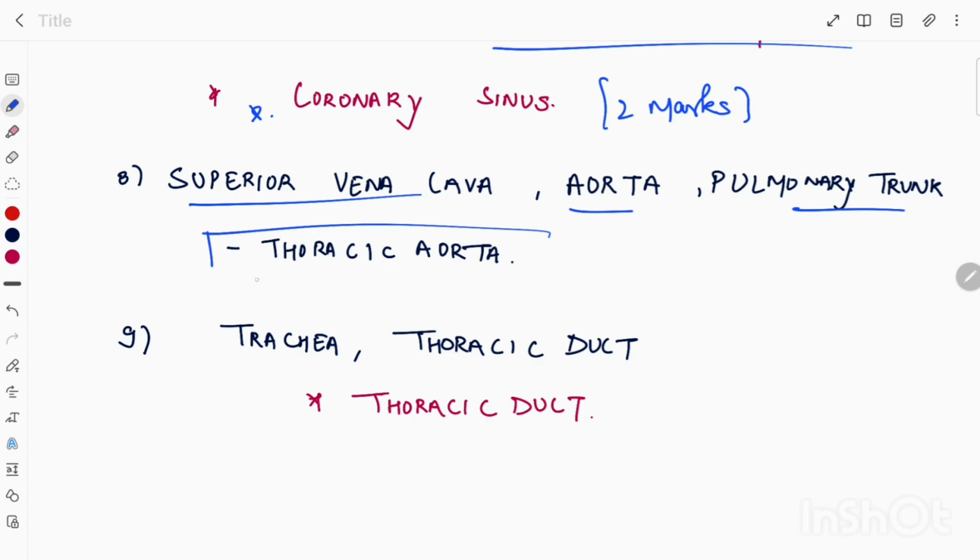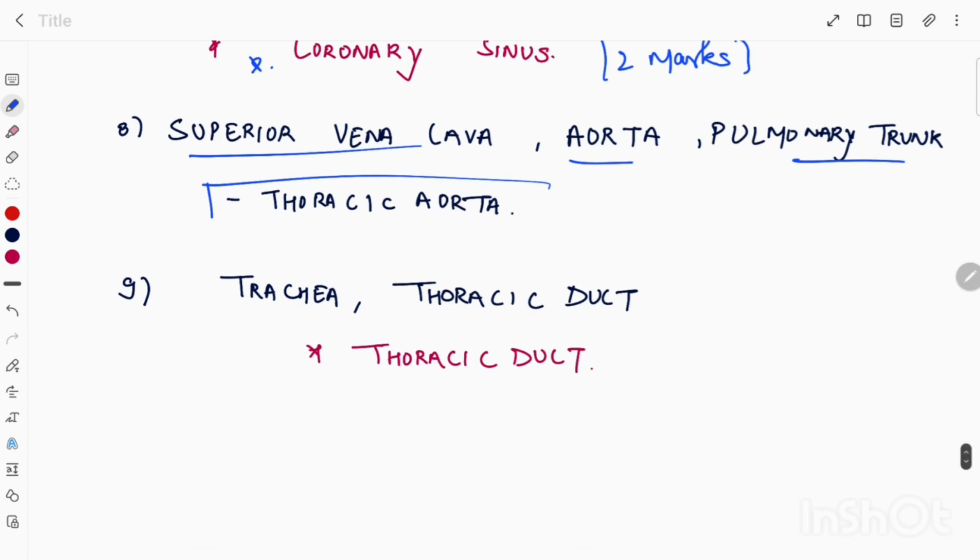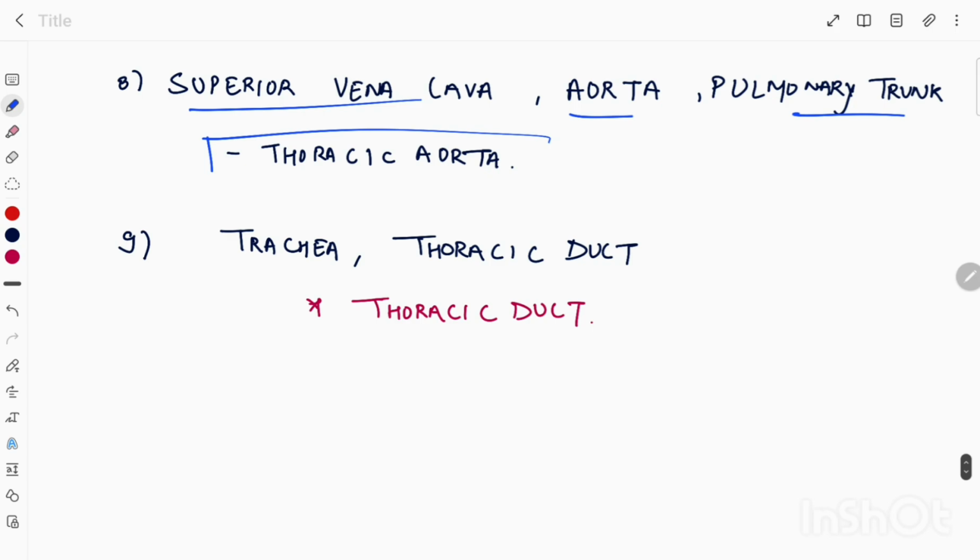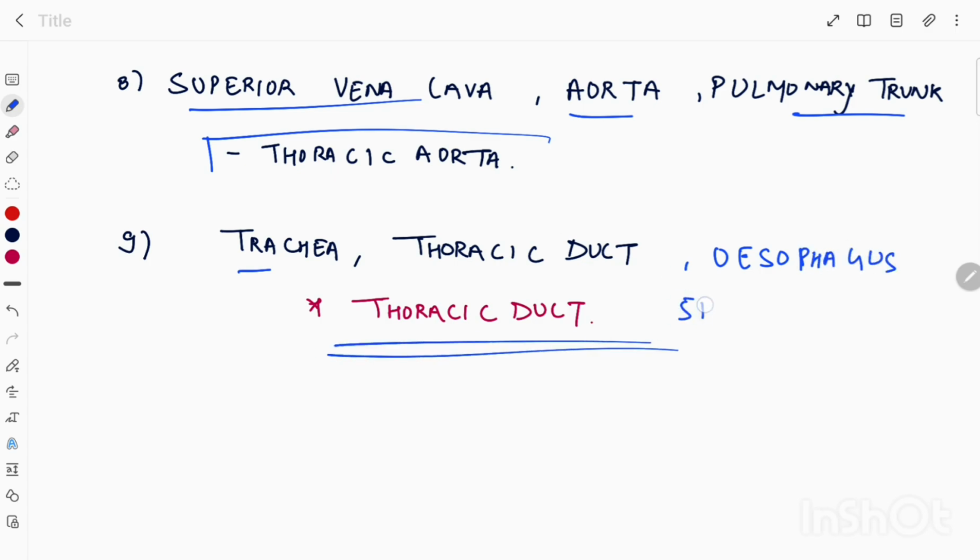Then there is the chapter of the superior vena cava, aorta, and pulmonary trunk, not a very important chapter, therefore you can only get a question like the thoracic aorta, not very important. Then there is the last, that is the trachea, thoracic duct, and esophagus. In that, the very important question is the thoracic duct. It comes very often for 5 marks. So you should prepare these.